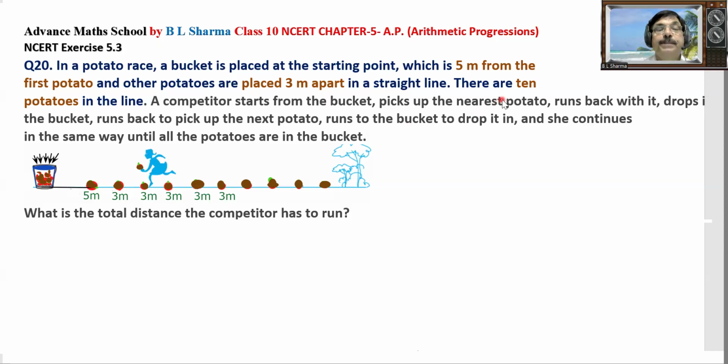10 potatoes है. A competitor starts from the bucket, picks up the nearest potato, runs back with it, drops it in the bucket, runs back to pick up the next potato, runs to bucket to drop it in, and continues in the same way until all the potatoes are in the bucket. The question is, what is the total distance the competitor has to run? ये कितनी दूरी पे ट्रेवल किया है इसने, कंपटीटर ने, ये देखना.